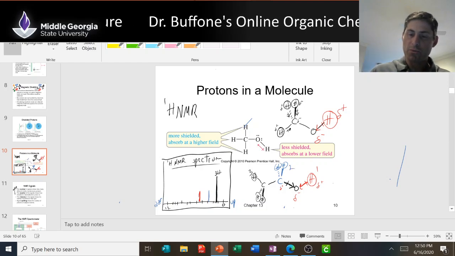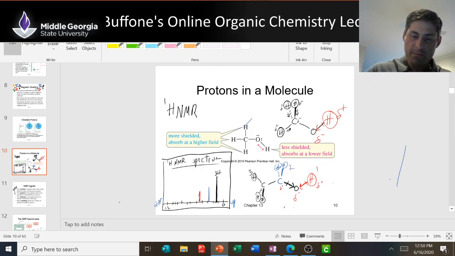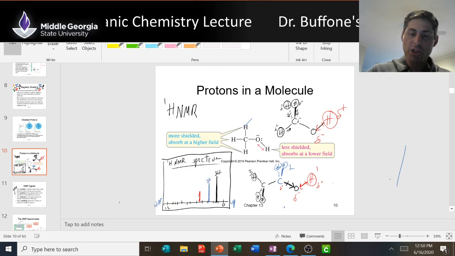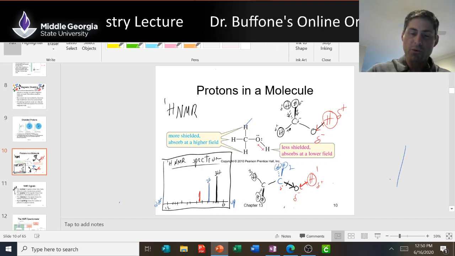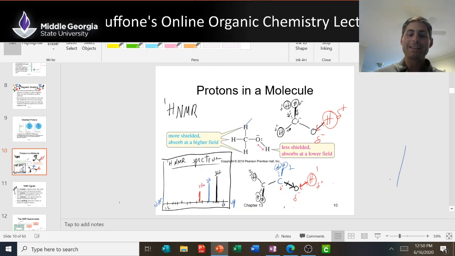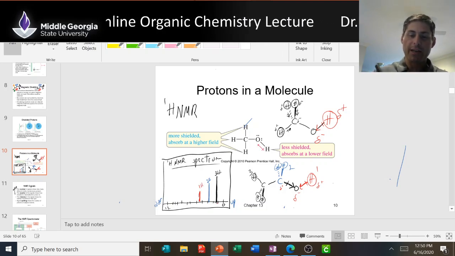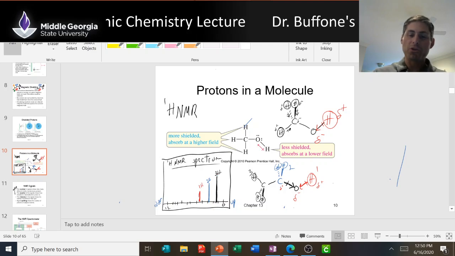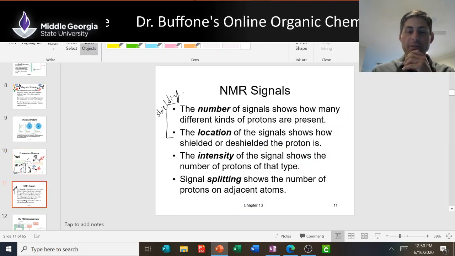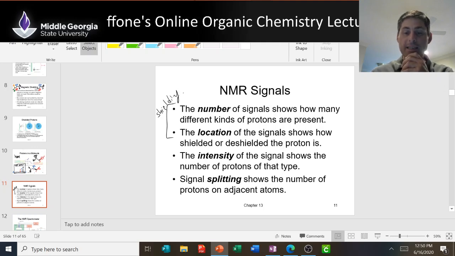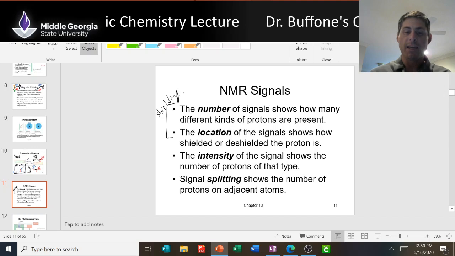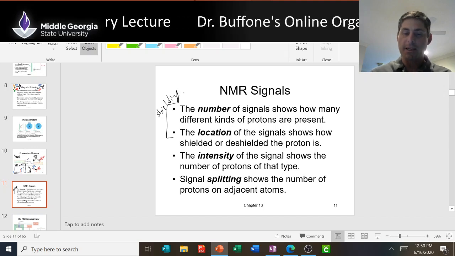And this is 2. So this ratio is going to be a 3 to 2 to 1 ratio for signal intensity. You can actually have the computer measure the area under the signals. So we have number of signals, location of signal, intensity of signal to tell you how many protons are generating that signal. And then lastly, there's going to be splitting.